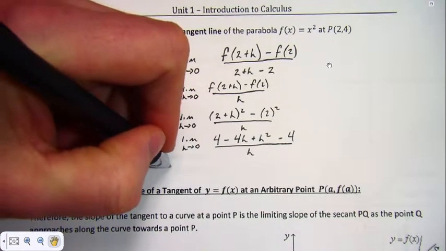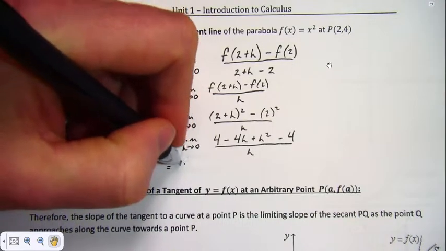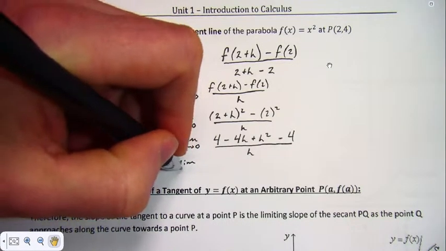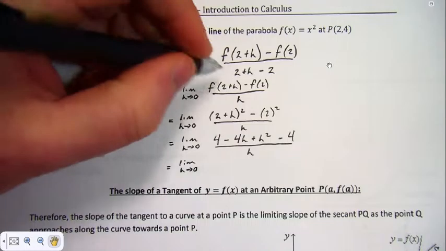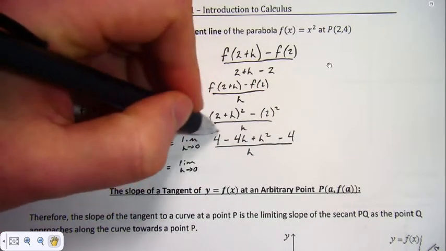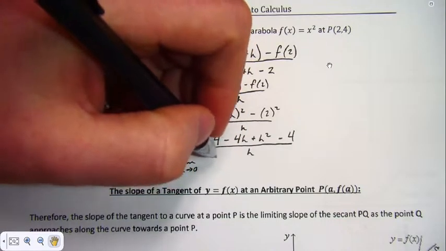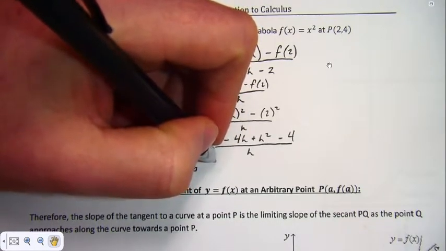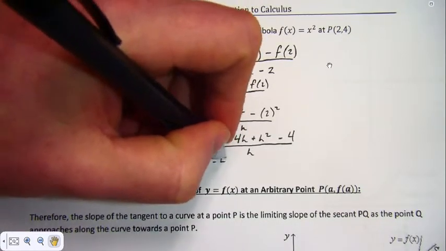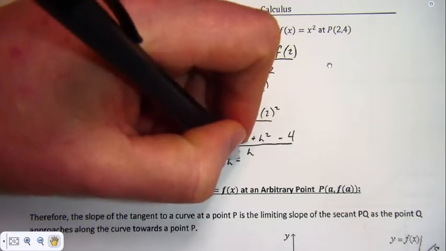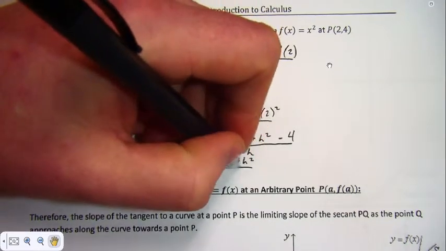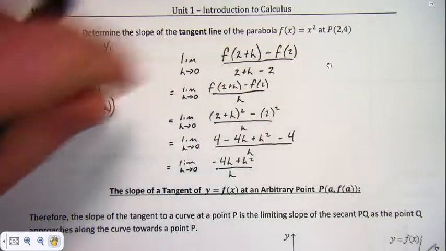So now, from here, just like we did with the bottom up here, we're going to go through and say, well, we got a 4 here, and we're subtracting 4, so those are actually going to add to 0. So we're just going to have negative 4h plus h squared all over h.